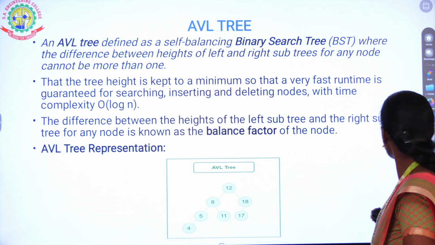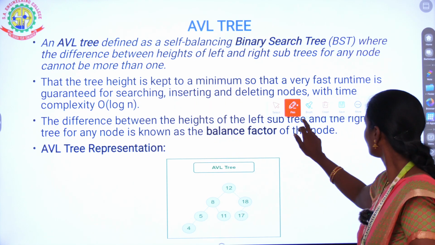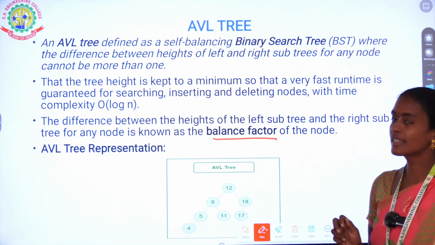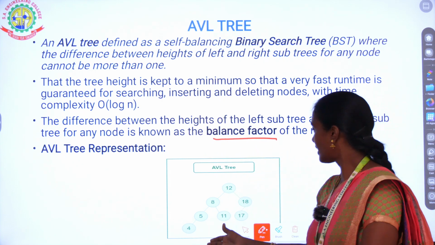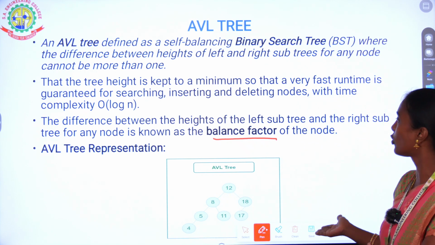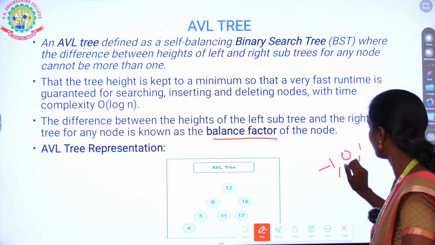Here the main condition we have to see is the balancing factor. The condition of the balancing factor is that the height of the left subtree minus the height of the right subtree should not be more than 1, which means the value should be minus 1, 0 or 1.